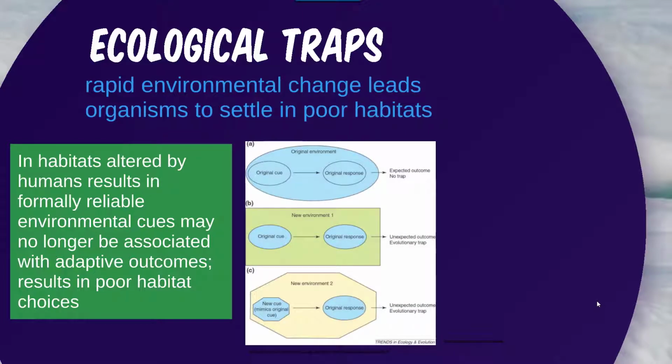So in this particular figure, in the top panel, we have the original environment with the original cue and the original response, which is where you have the expected outcome and thus no trap. However, if that organism, such as in the middle panel, is in a new environment but still is relying on that original cue and original response, it may result in an unexpected outcome, which we can refer to as an evolutionary trap or an ecological trap.